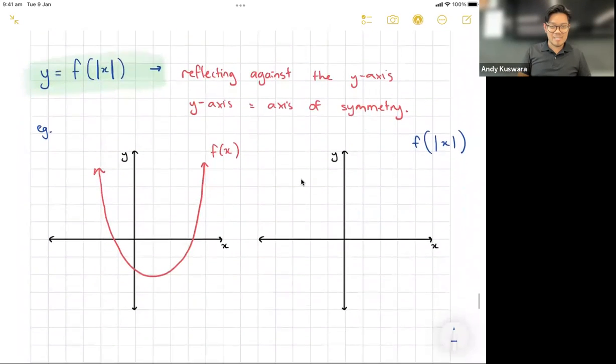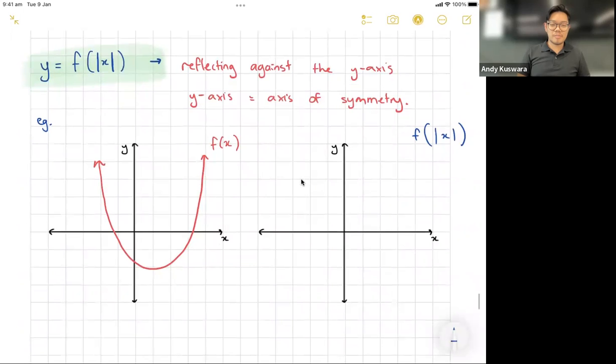Okay, now let's take a look at another example. So I've got a different parabola this time, but this time I'm just taking y equals f of the absolute value of x. So that means technically anything that's going to be on the left-hand side, all those negative x values now become positive x values. So what that means graphically is we're just going to reflect against the y-axis.